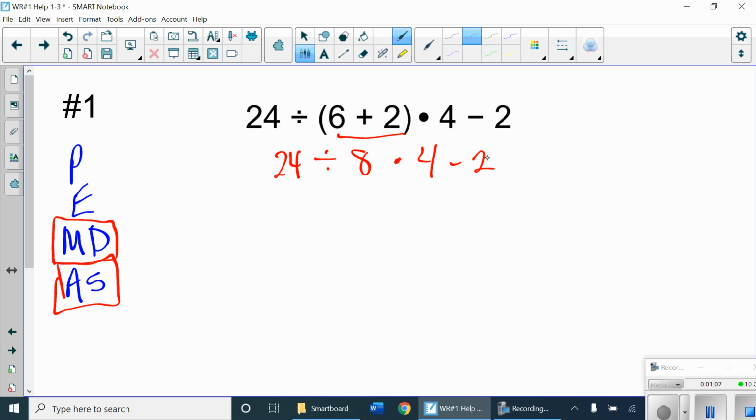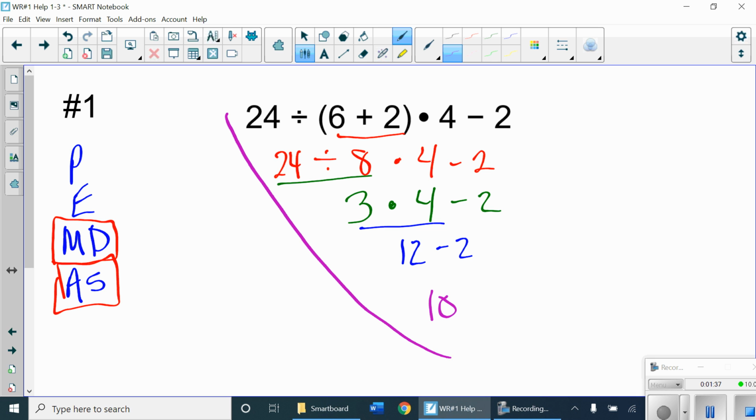All right, now we have 3 operations. We have division, multiplication, and subtraction. Division is going to go first because it happens on the left. So we're going to do 24 divided by 8, and that answers 3. We're going to drop down the times 4 minus 2. The next step, multiplication, subtraction. So I'm going to do multiplication first. That's 12 minus 2, and our final answer is 10.